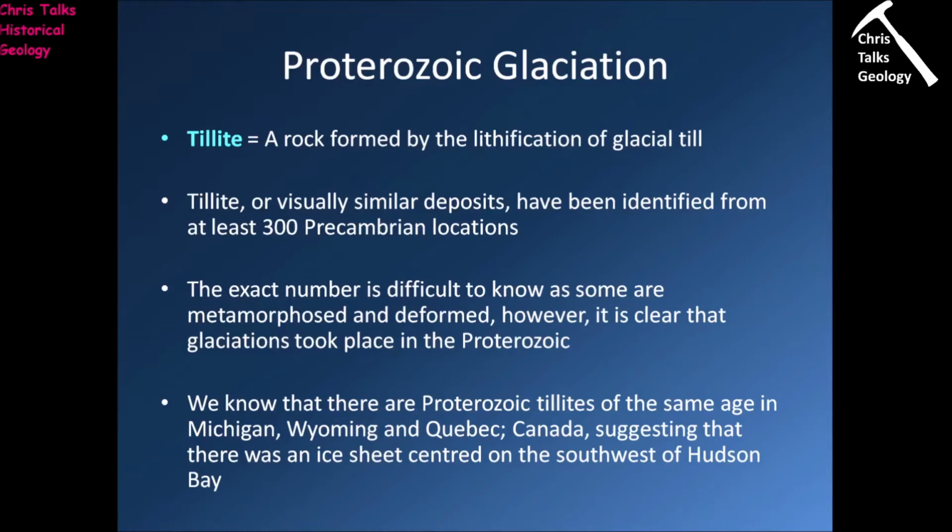Tillites, or visually similar deposits, have been identified from at least 300 Precambrian locations. The exact number of locations is a little difficult to know, as some of them have been quite badly metamorphosed and deformed, so they may not be tillites. We're not 100% certain, but there is definite evidence to show that we had glaciations in the Proterozoic. With regard to North America, we know there are Proterozoic tillites of the same age in Michigan, Wyoming and Quebec in Canada. This would suggest that there may have been an ice sheet centred on the southwestern region of the Hudson Bay.